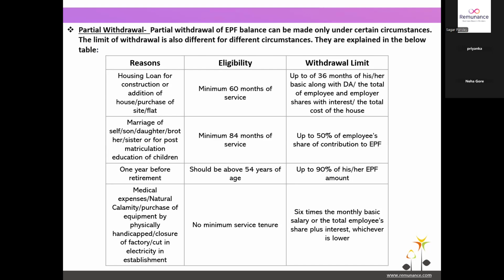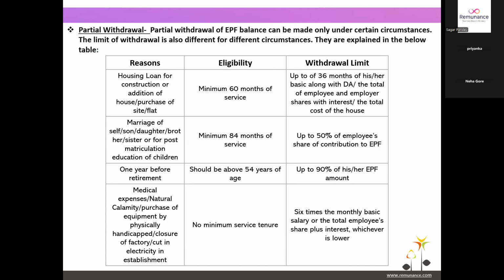Then, if there is marriage of self, son or daughter, or brother or sister, or post-matriculation education of children, the eligibility is a minimum of 84 months of service, and you can withdraw up to 50% of the employee share of contribution to EPF. If you withdraw your PF 1 year before your retirement, your age should be above 54 years, and you can withdraw up to 90% of your EPF amount.